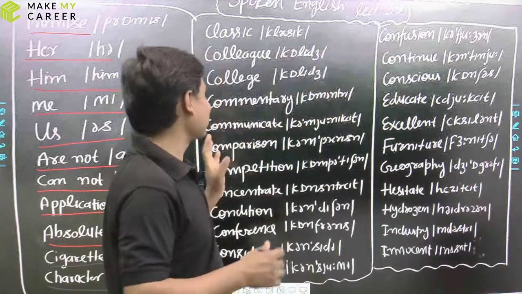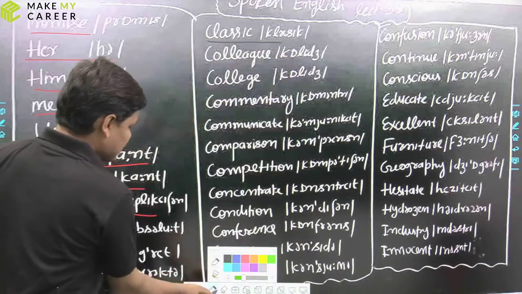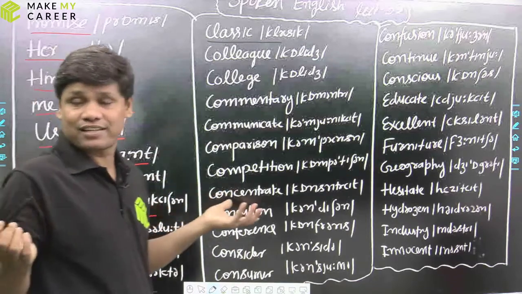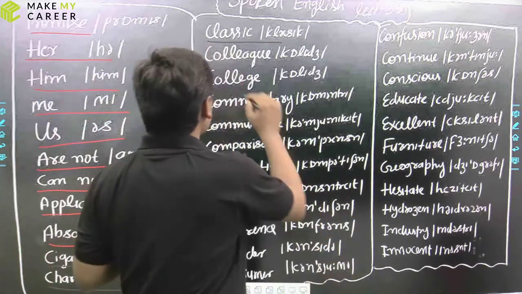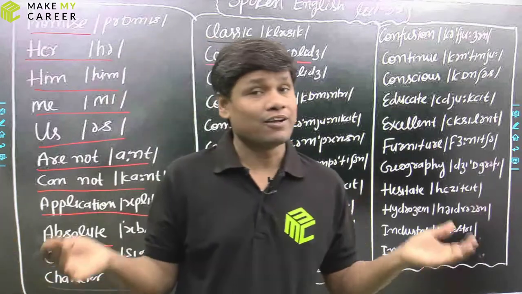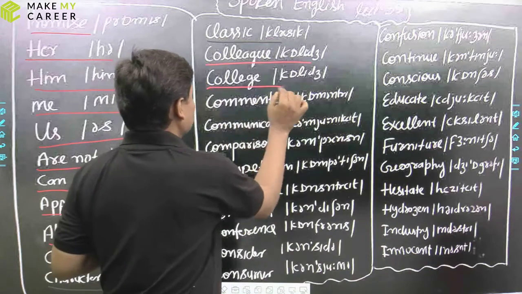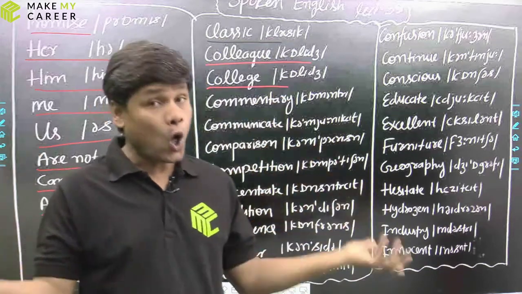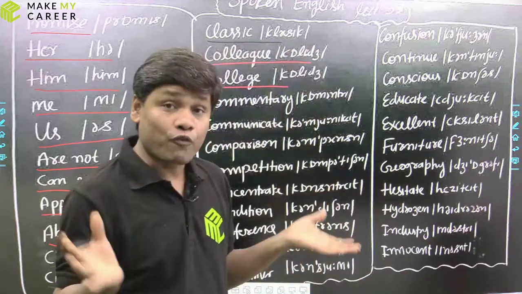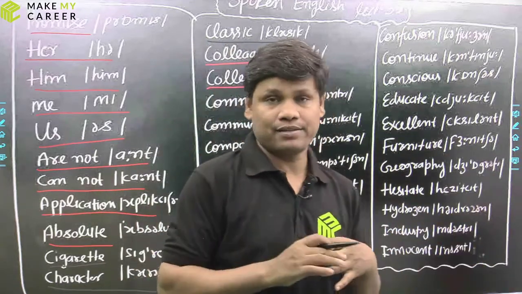Okay, now let's go for the next. Classic. Again you repeat, guys, classic. Next one is college. This is what? College, right? My college, your college, right? And the friend circle, those who work together, that is called colleague, right?